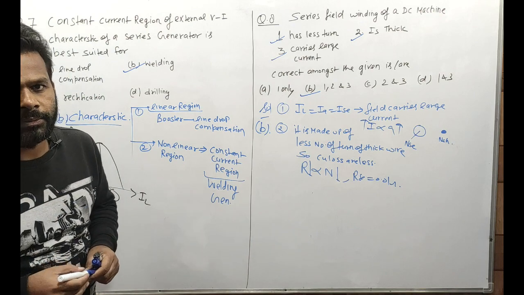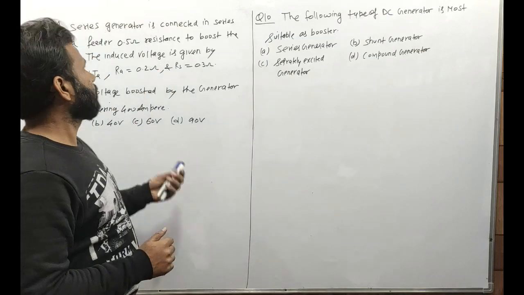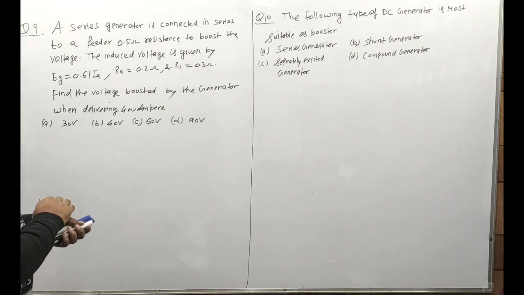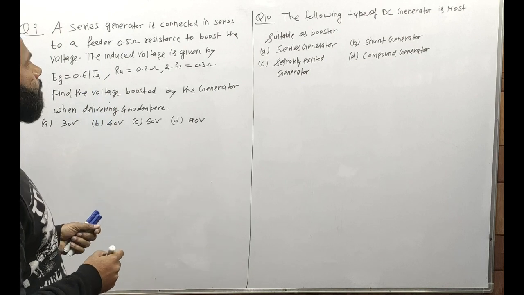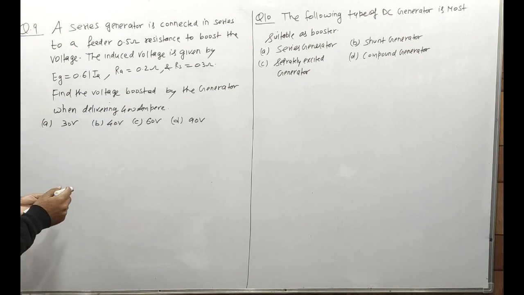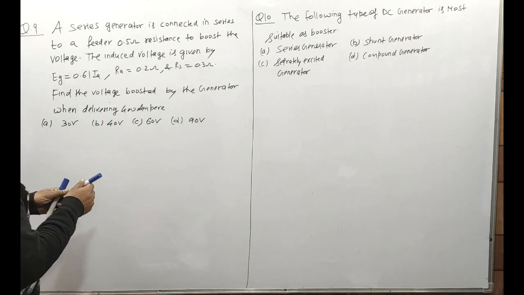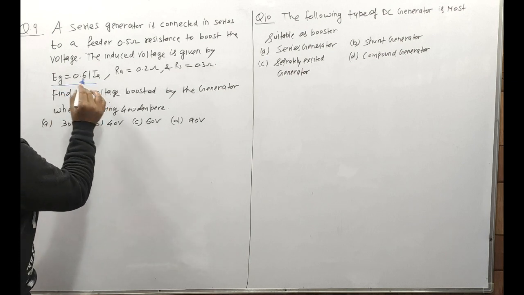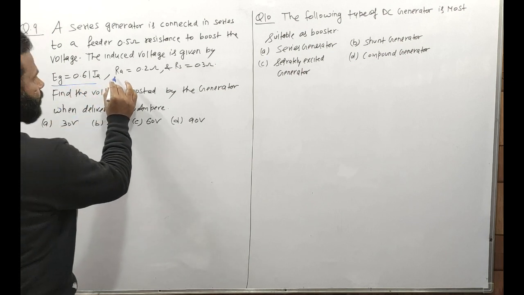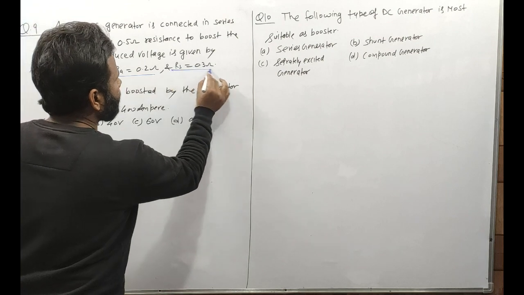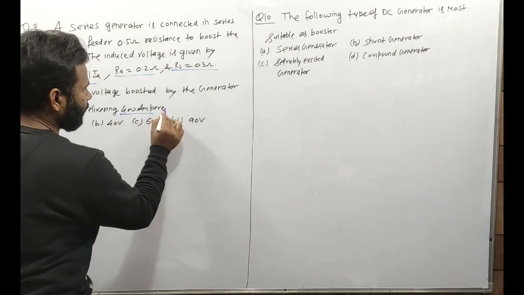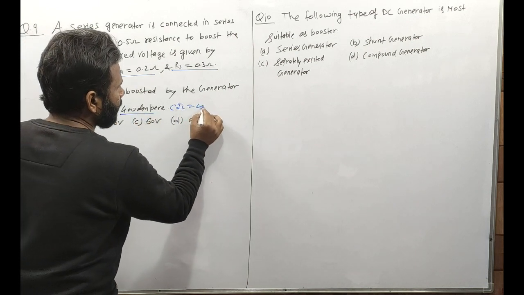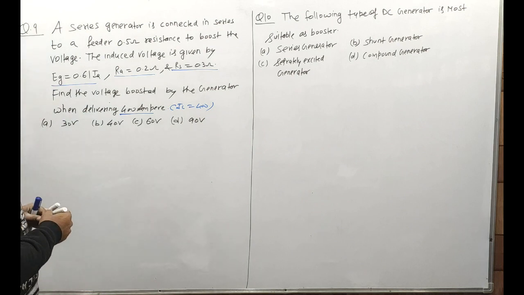नेक्स्ट क्वेश्चन देखते हैं. नाउ 9th और 10th क्वेश्चन समझते हैं. A series generator is connected in series to a feeder of 0.5 ohm resistance to boost the voltage. The induced voltage is given by EG equals to 0.61 IA. RA, the armature resistance, is this, and the series field winding resistance is 0.3. Find the voltage boost up by the generator when delivering the load current of 400 ampere. The options are 30, 40, 60 and 90.